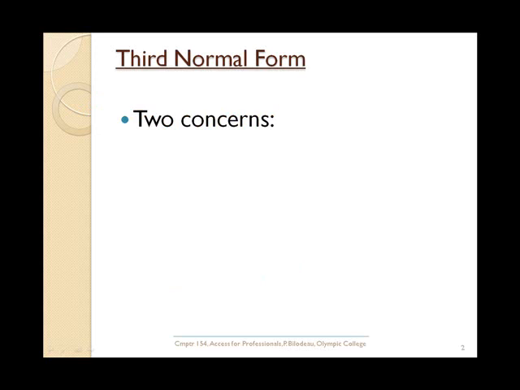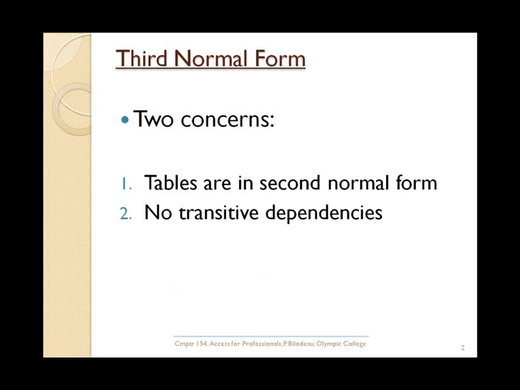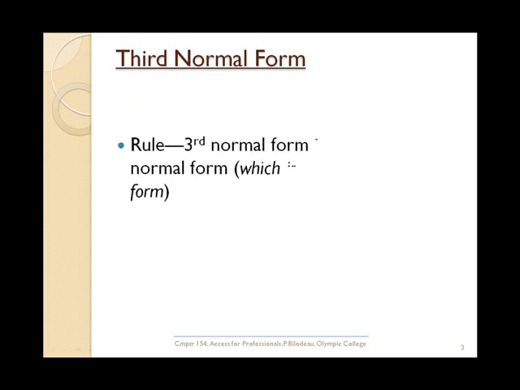Third normal form has two concerns: that tables are already in second normal form, and that each table has no transitive dependencies. Let's look at these two things more closely. Recall that the normalization process is iterative, which in this context means each normal form level includes the constructs of the level before it. To be in third normal form, a table must already be in second normal form.